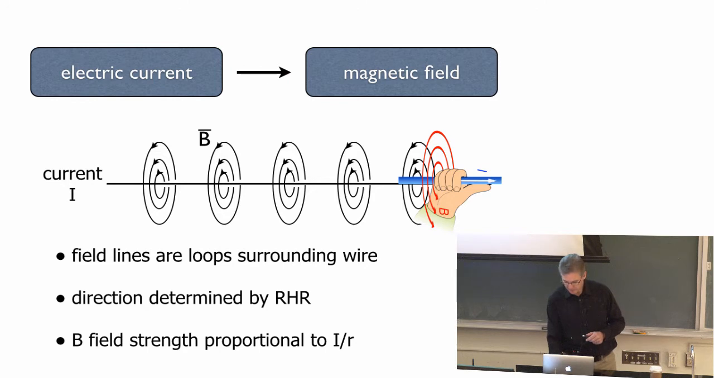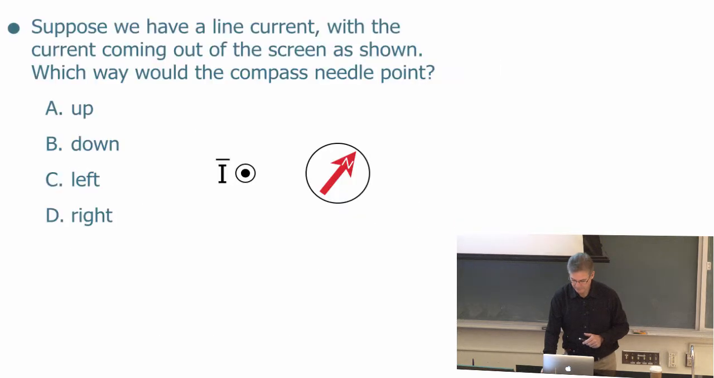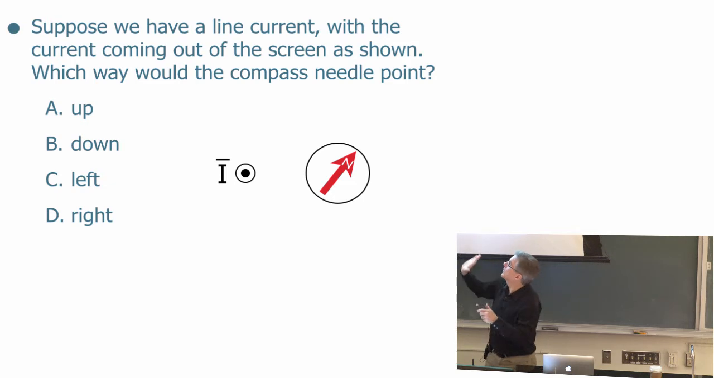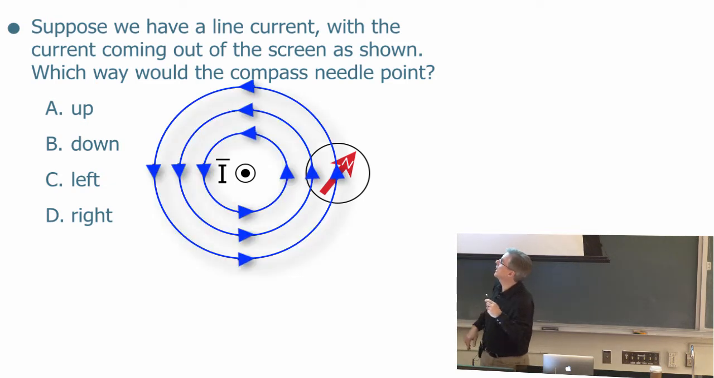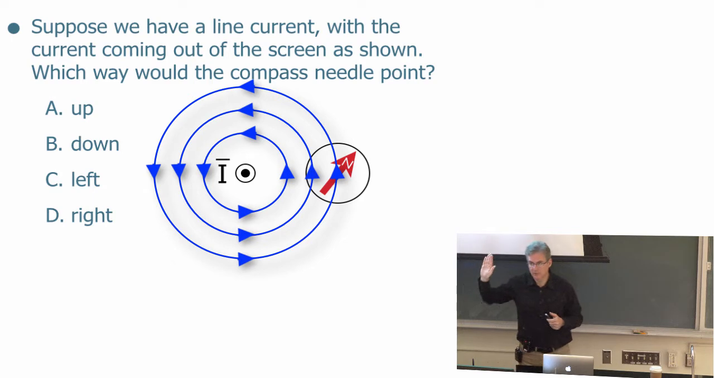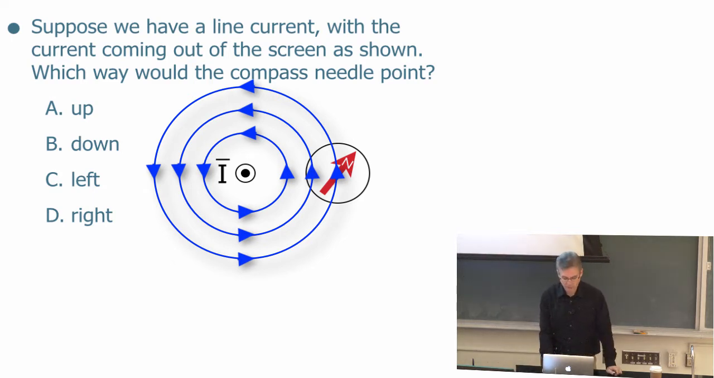get this out of the way. If it's coming out of the board at you, you grab the current. If you grab this current, your fingers are going to be going up at this point, grabbing it, right? In other words, the field lines go around in this direction. So at this point, they point up. So the compass will point up at that point too.